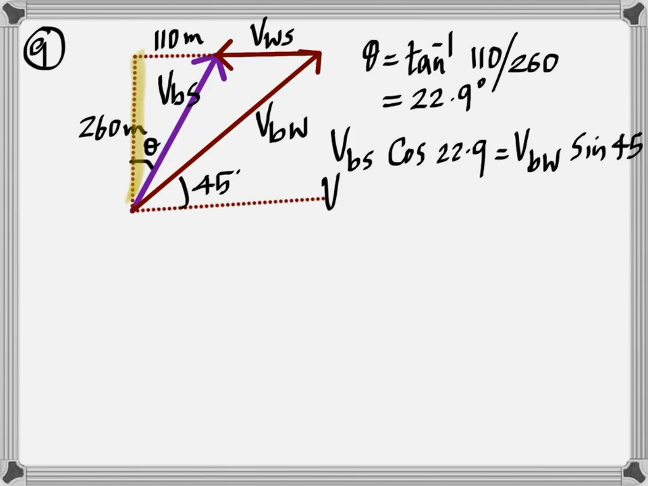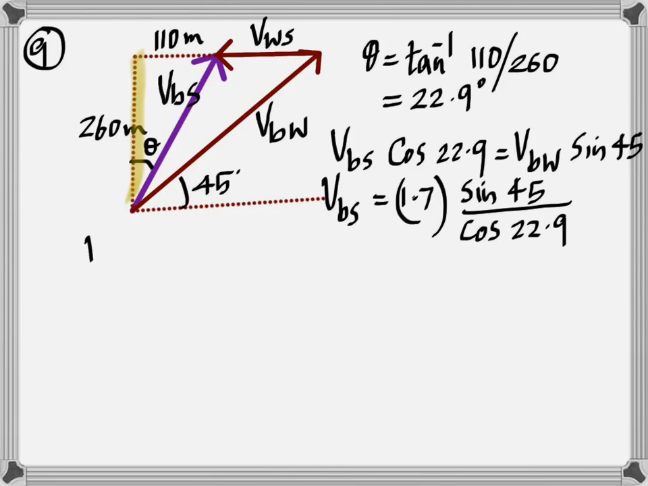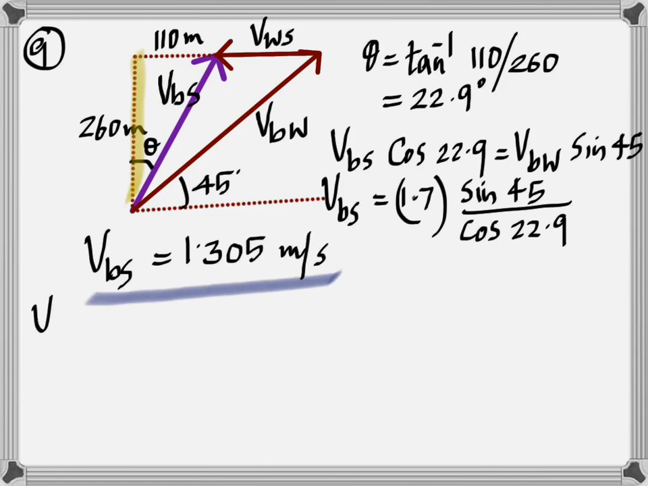Got it? Okay, I hope so. So VBS cos 22.9 is the same as VBW sine 45. And so I can get VBS from that, because everything else is known. So once you get that, I got it as 1.305 meter per second. You got the idea?